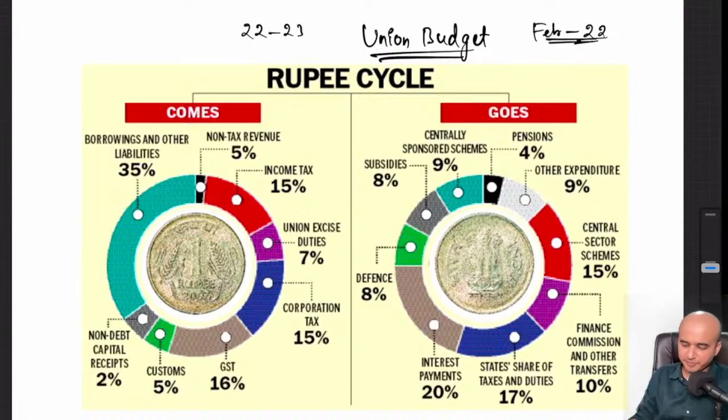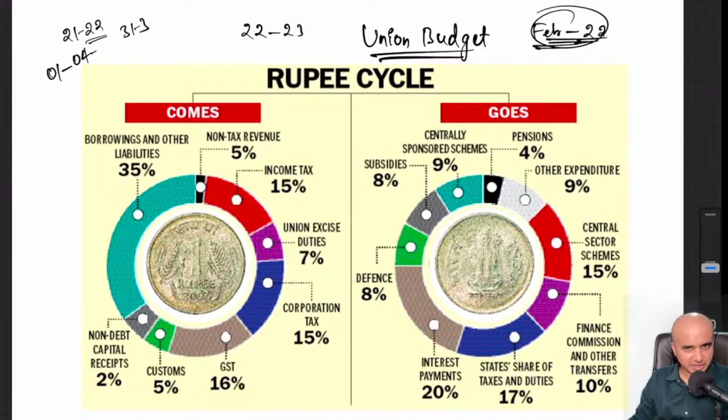When the budget was presented, in Feb 22, which financial year were we in? 21 and 22, because as you may already be aware, a financial year starts on 1st of April and ends on 31st of March. We were somewhere in Feb, so we were at the fag end of the financial year. So when they proposed the budget, they proposed it for the next financial year, in our case 22 and 23.